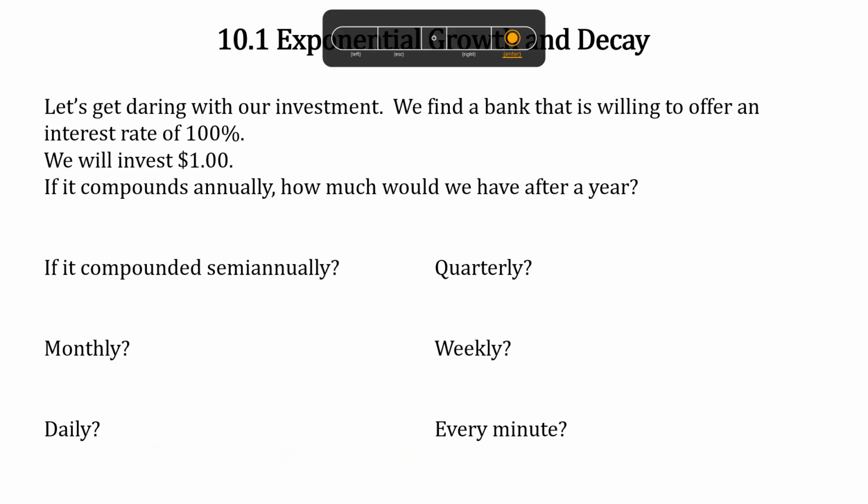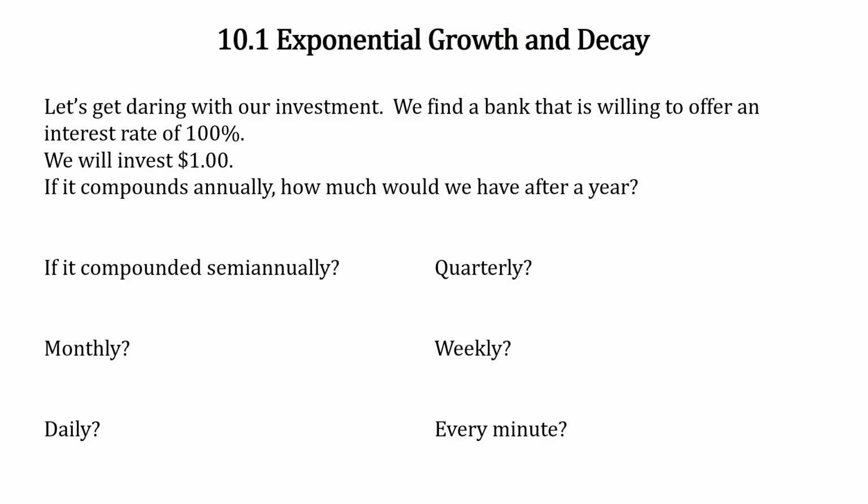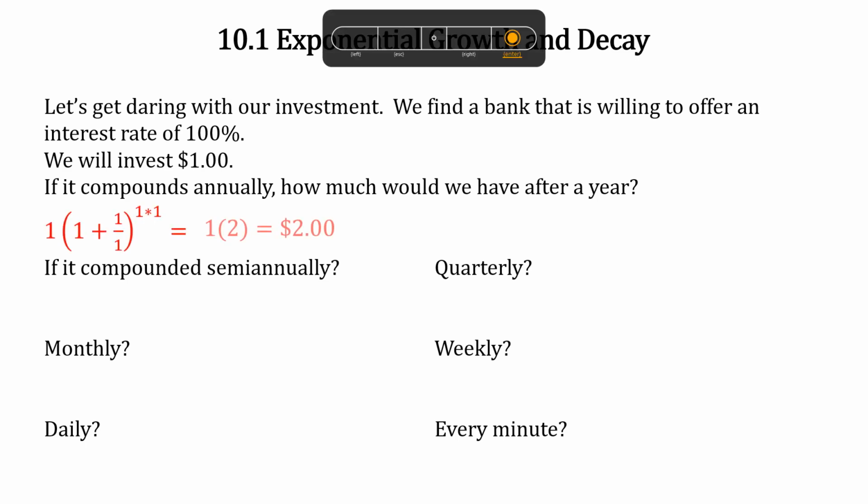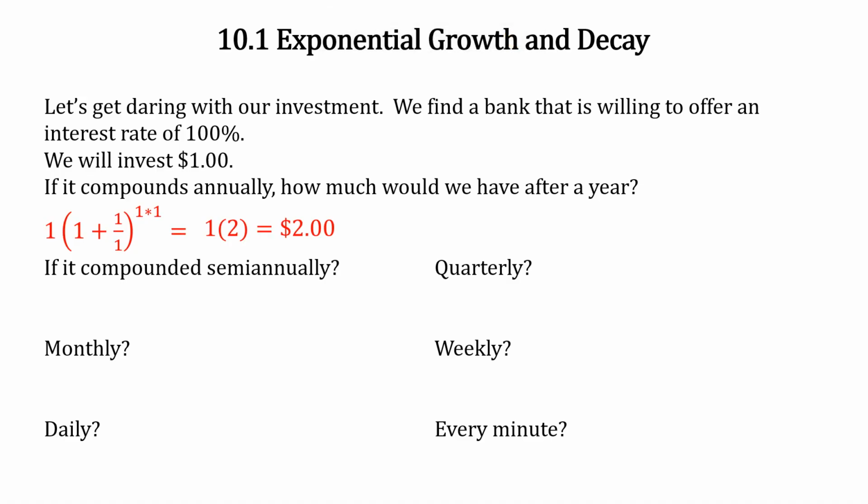Okay, we have a new thing now we have to do. Let's get daring with our investment. We find a bank that is willing to offer an interest rate of 100%. So we're going to invest $1. If it compounds annually, how much will we have after a year? So if I put in $1 and I get 100% interest after a year, I'm going to have $2. That's kind of the point. Now, semi-annually, think about it.